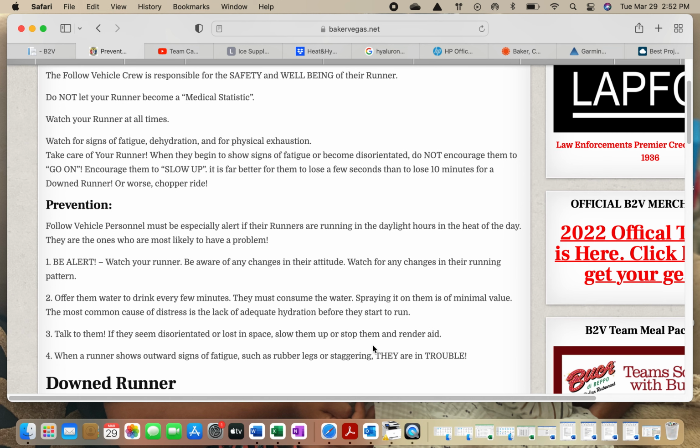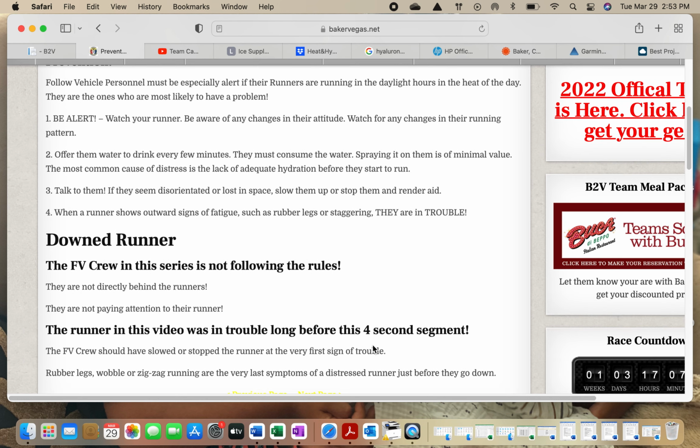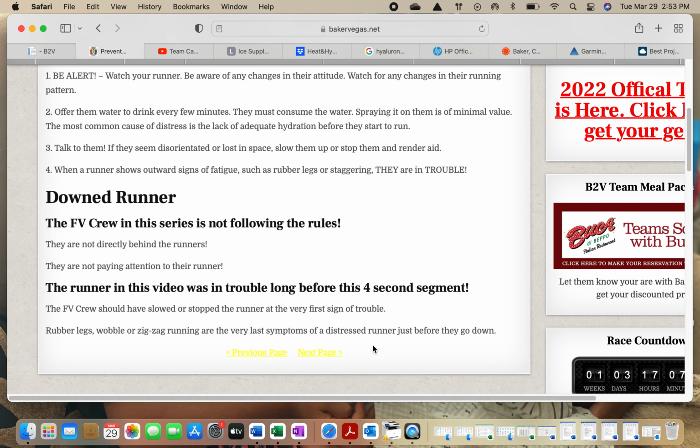Remember, you as the follow vehicle are responsible for your runners. Watch your runners at all times. Obviously, you may have to leave your runner for a period of time to use the restroom, to exchange staff within the follow vehicle. That's all acceptable. Just make sure that you're communicating that information to the other follow vehicles. Try and do it when there's other vehicles around, so that your runner's not running by themselves, especially at night in the middle of nowhere.